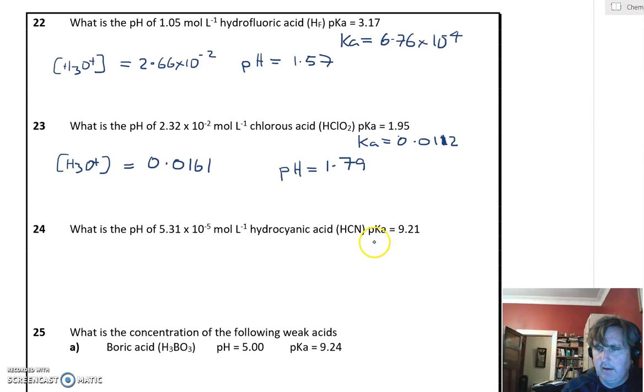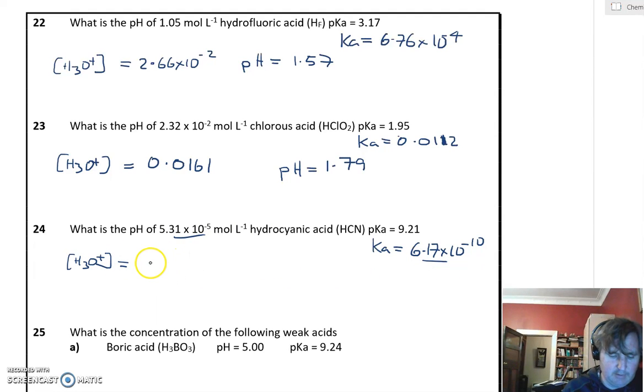So pKa of this, we turn the Ka into 0.17 times 10 to the negative 10. Okay, so now we work out the concentration of H3O plus. And remember, we're just multiplying these two answers here together and then doing the square root of that to get H3O plus. And in this case, the answer is 1.81 times 10 to the negative 7.